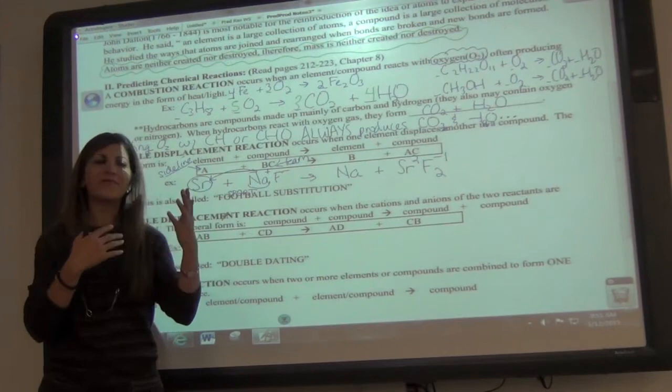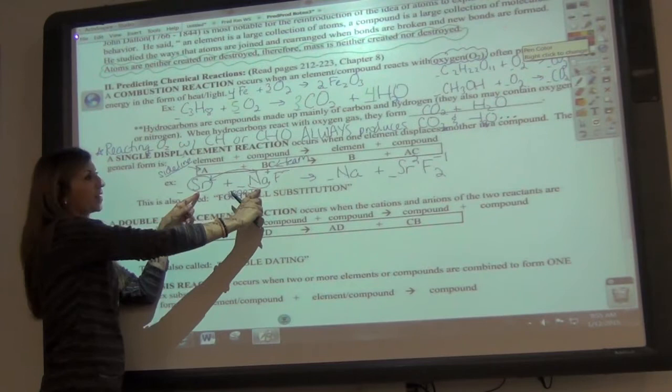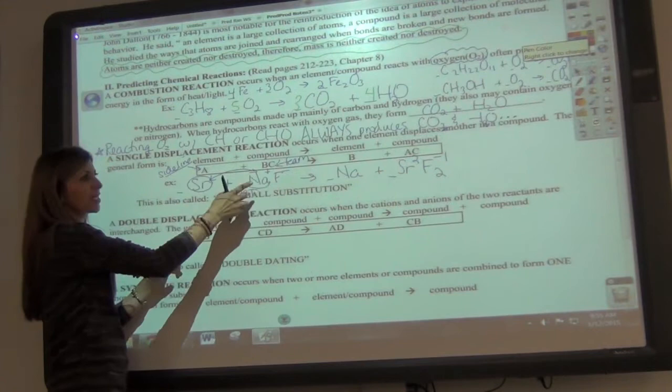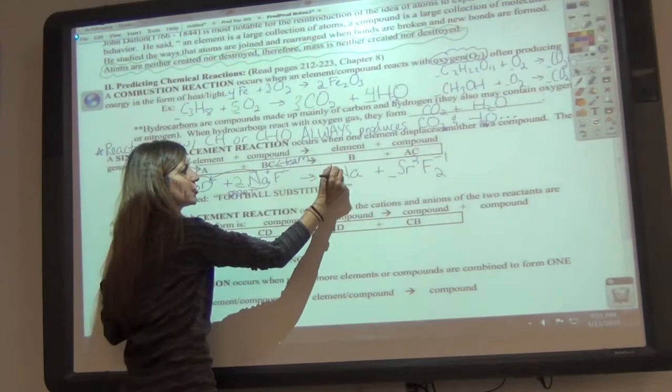Now we need to balance our equation. So I'm going to switch colors, and start with the more complex reactant. Which one is more complex? Sodium fluoride. NaF, good. Why? Because it has more elements. That's it. So you're just going to count your elements. The one that has more is the one you're going to start with. 1 Na, 1 Na, 1 F, 2 Fs. So what do I do here? Put a 2. That changes my Nas to 2. So what do I do here? Put a 2. And then 1 Sr, 1 Sr, and I'm done.